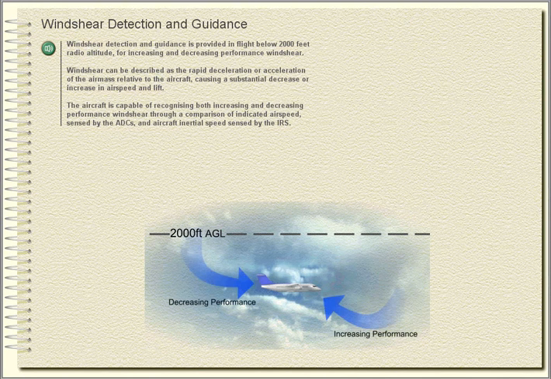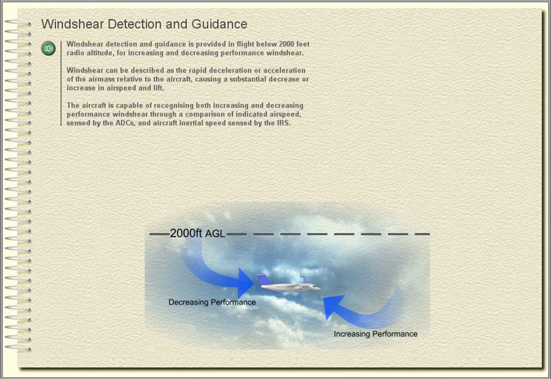Wind shear detection and guidance. Wind shear detection and guidance is provided in flight below 2,000 feet radio altitude for increasing and decreasing performance wind shear. Wind shear can be described as the rapid deceleration or acceleration of the air mass relative to the aircraft, causing a substantial decrease or increase in airspeed and lift.